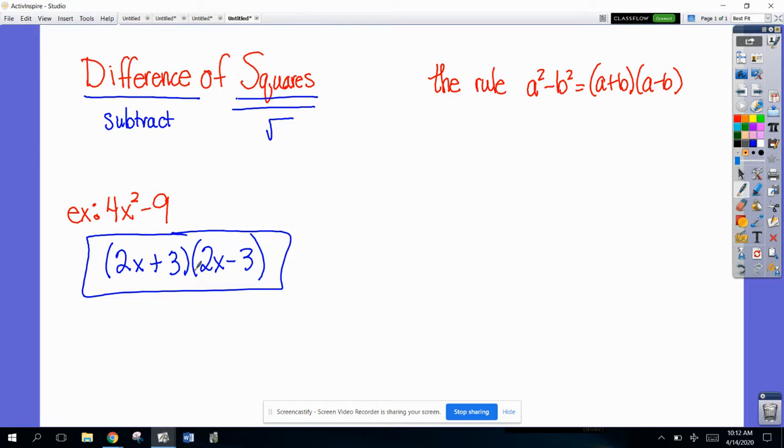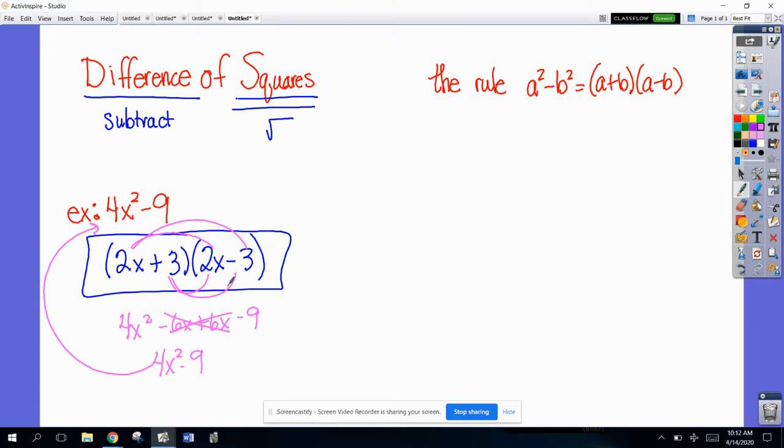Now, I'm going to do this just like we did a couple days ago to show you why it works. If I distribute this, I get 2x times 2x is 4x squared. 2x times 3 is minus 6x. 3 times 2x is plus 6x. And 3 times negative 3 is negative 9. Negative 6x and positive 6x cancel, and so you get 4x squared minus 9, which is what you started with. Now, you don't have to do that. I'm just showing you why this works the way that it works.